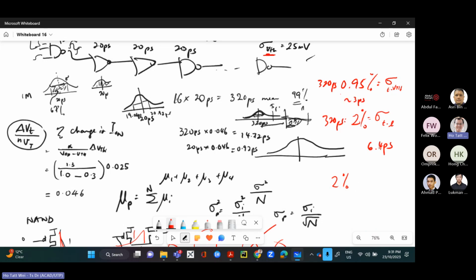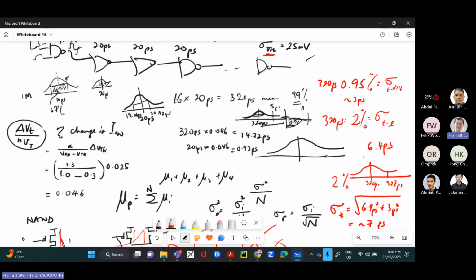So then you now have to combine these two together because they are independent effects. The total standard deviation of the time is actually 6.4 picoseconds squared plus 3 picoseconds squared, the whole thing square root. So it's roughly about maybe 7 point something picosecond. So now you can model for this entire path, the distribution is 320 picosecond. 1 sigma is 327 picosecond.